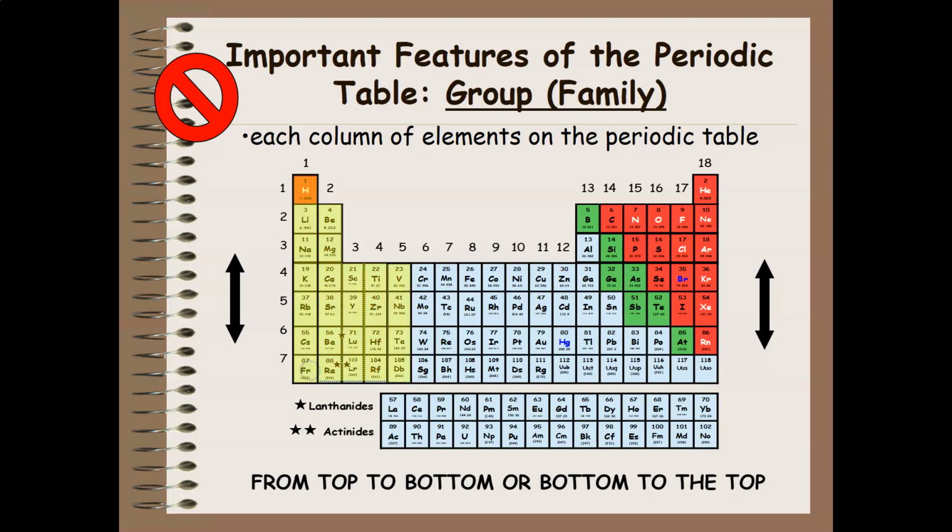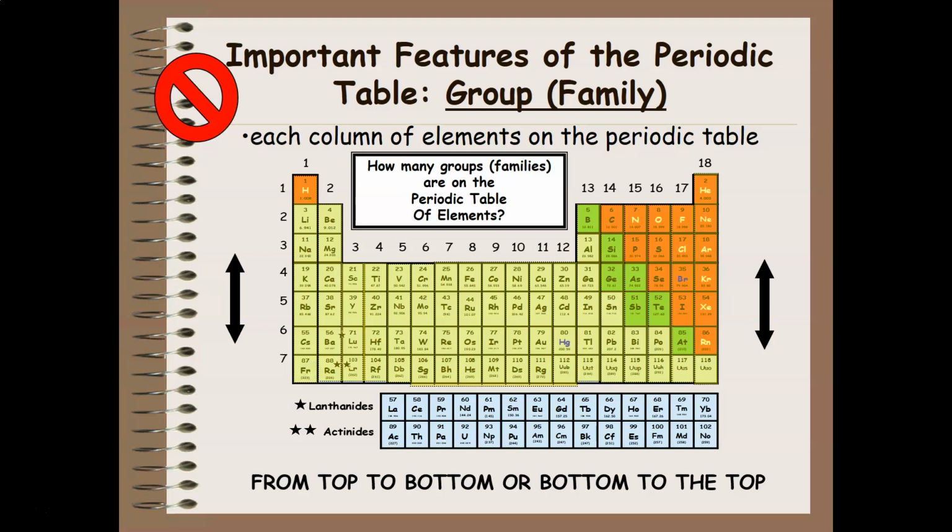So going all the way across, one of the things that's weird is that we really don't count the F block this time. We just ignore it. So we say there's 18 groups. Why we count it for the periods and why we don't for the columns, I don't know. It's one of those weird things that's just stuck around over the years. So we would say that there are 18 groups.